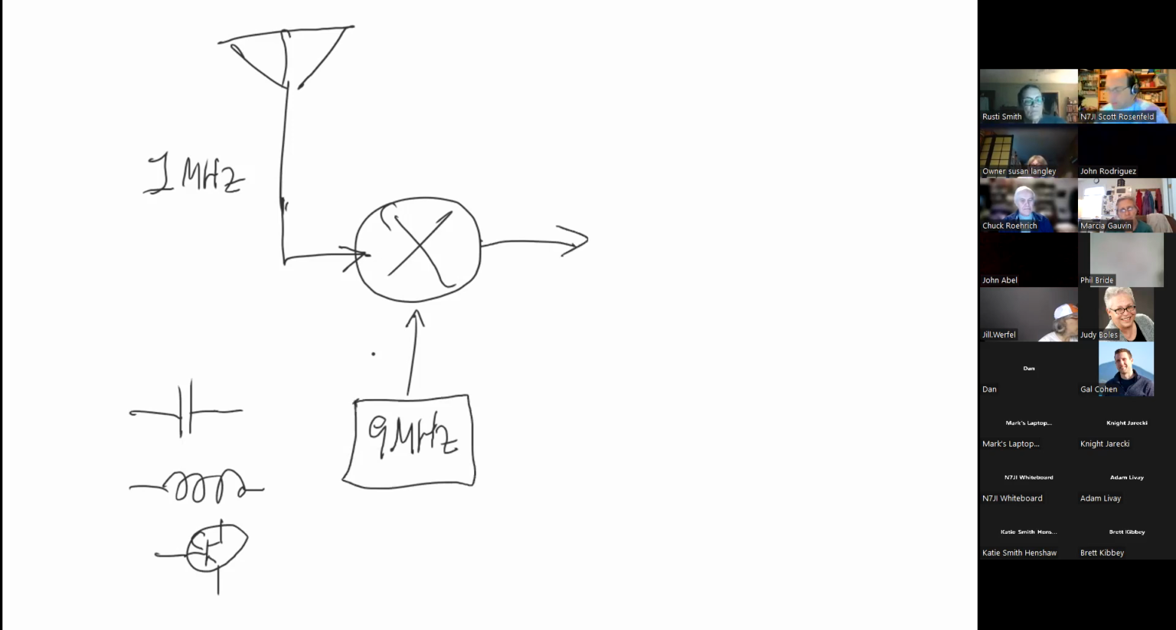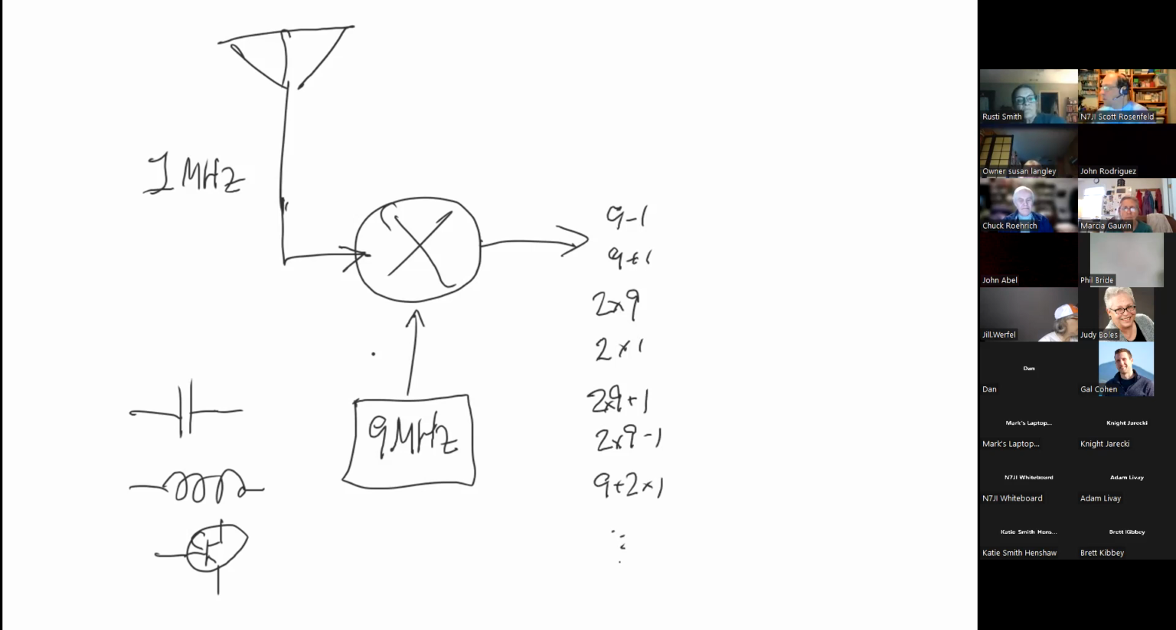So what a mixer does is it takes input frequencies and it generates sum and difference frequencies. So this will generate 9 minus 1, 9 plus 1, 2 times 9, 2 times 1, and it'll do 2 times 9 plus 1, and 2 times 9 minus 1, and 9 plus 2 times 1, and so on and so forth. It'll make just a mess of stuff.